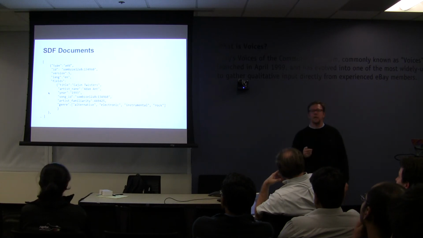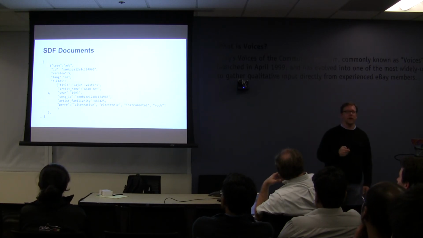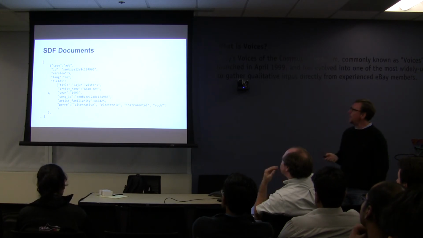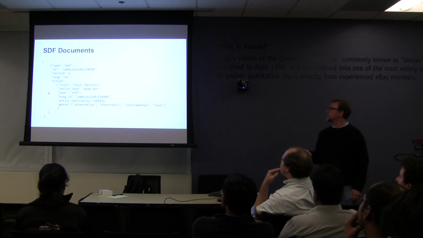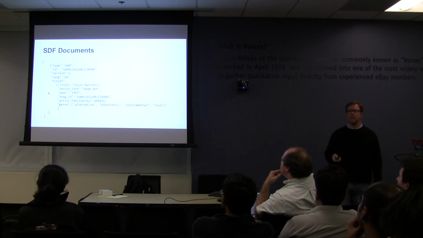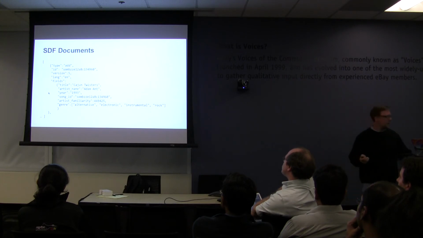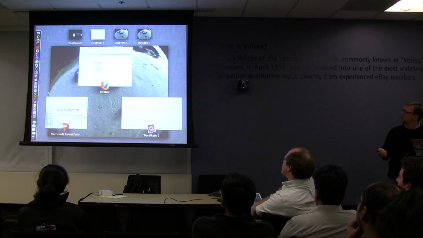So let's look a little bit at what SDF looks like. The first thing to say is SDF is JSON, and SDF documents come in batches. So we have an array of individual search documents. Each search document, I thought I had a build for this. Wait a minute. Sorry.